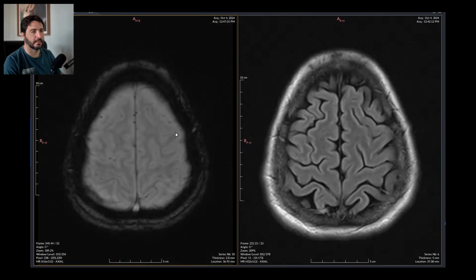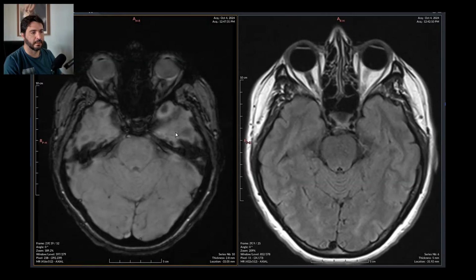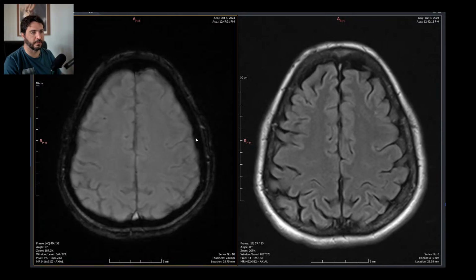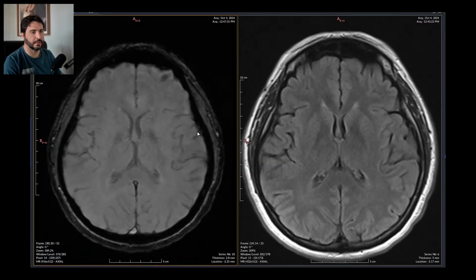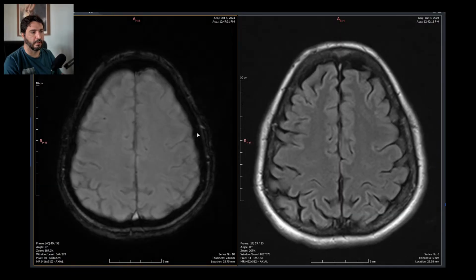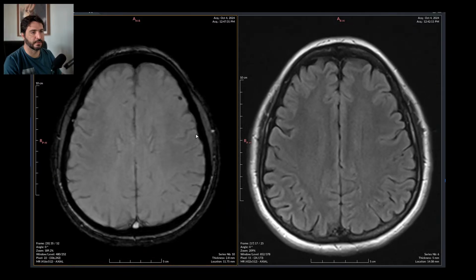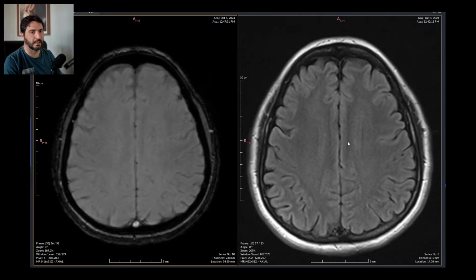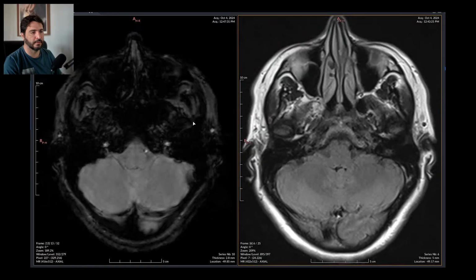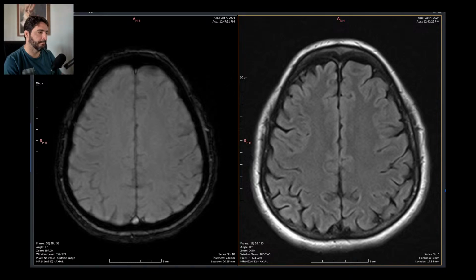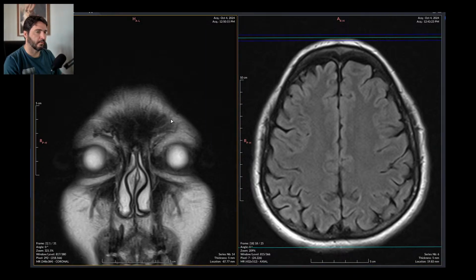And this is an SWI, a susceptibility weighted image. This is for mineral deposits and calcifications and old bleeds and tumors. This could be a slight calcification right there. This is extra axial, so I'm not going to report it. It makes no sense. This is a normal brain. A coronal.